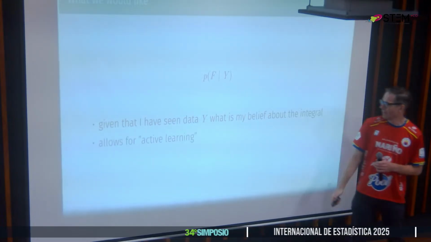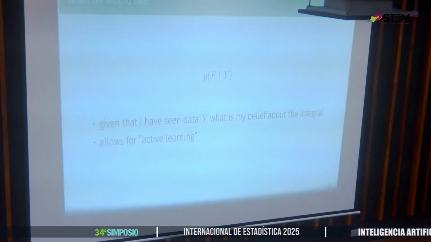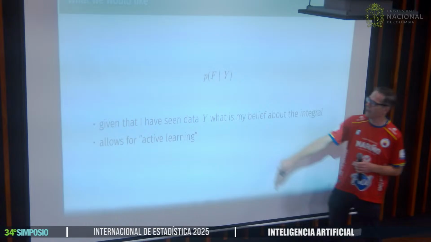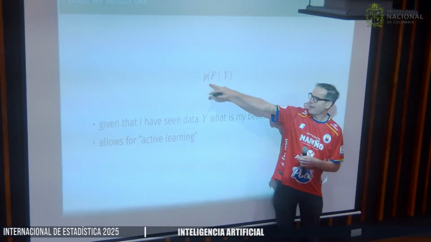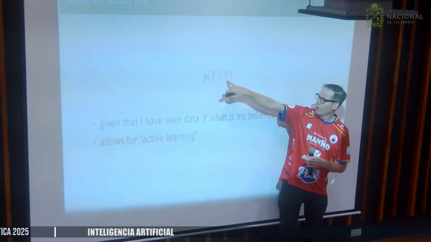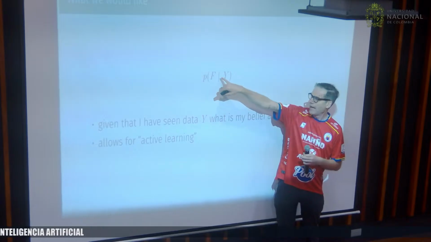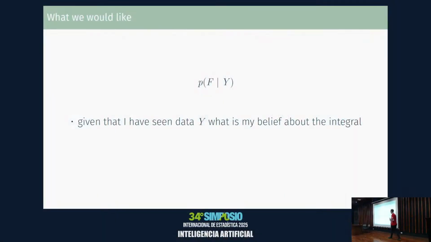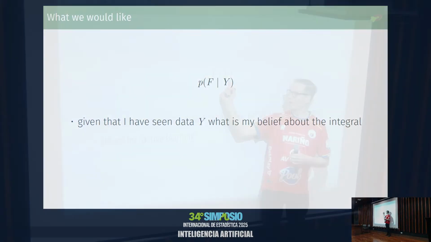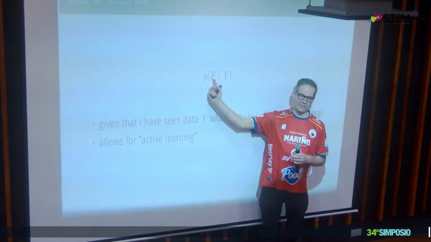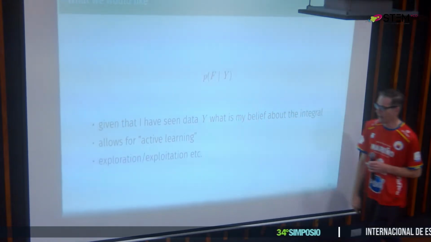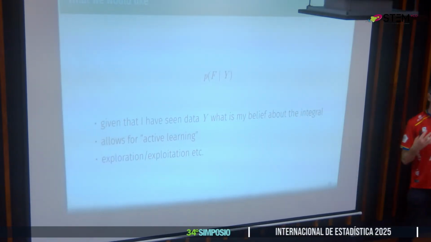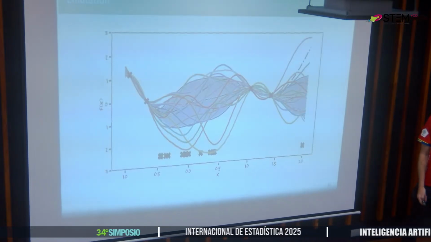Now, the ideal thing, to be able to make clever decisions, is to observe this function and derive a posterior distribution over its integral. If I can do that, I could do active learning, because I could try to find the x that minimizes the variance of this. I can balance exploration and exploitation, all sorts of things.